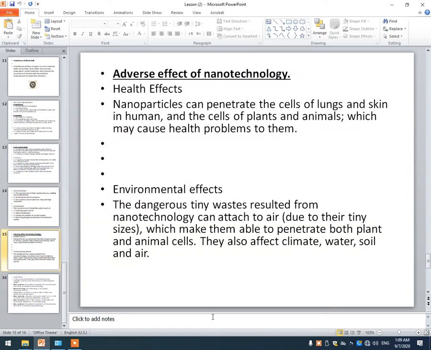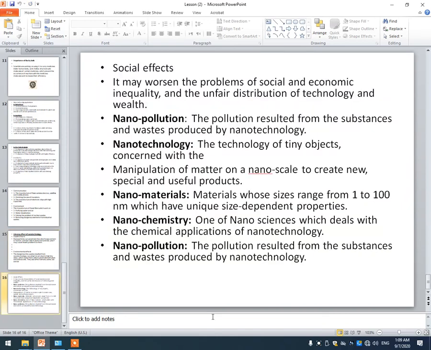Number two, it has a negative effect on the environment. So we have negative environmental effects, like the dangers of tiny wastes resulting from nanotechnology, which can attach to air due to their tiny sizes, which makes them able to penetrate both plant and animal cells, and they also affect the climate, water, soil, and air. The last negative effect is the social effects. It may worsen the problem of social and economic inequality between humans.